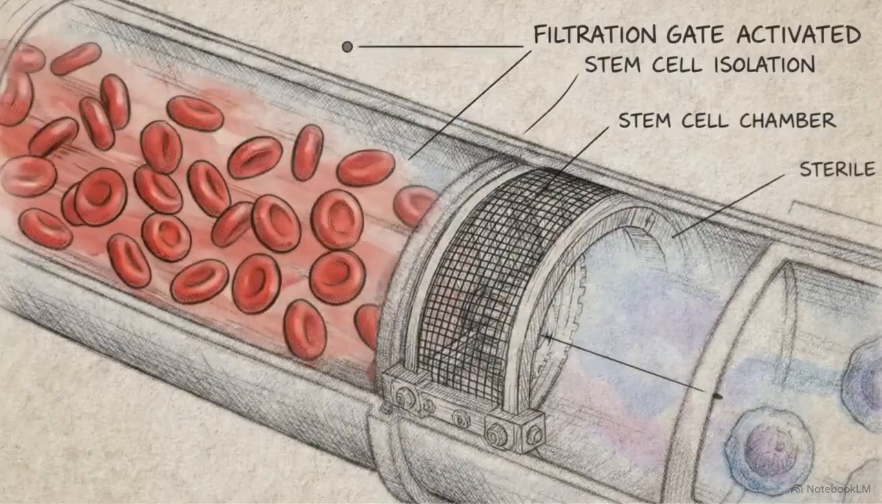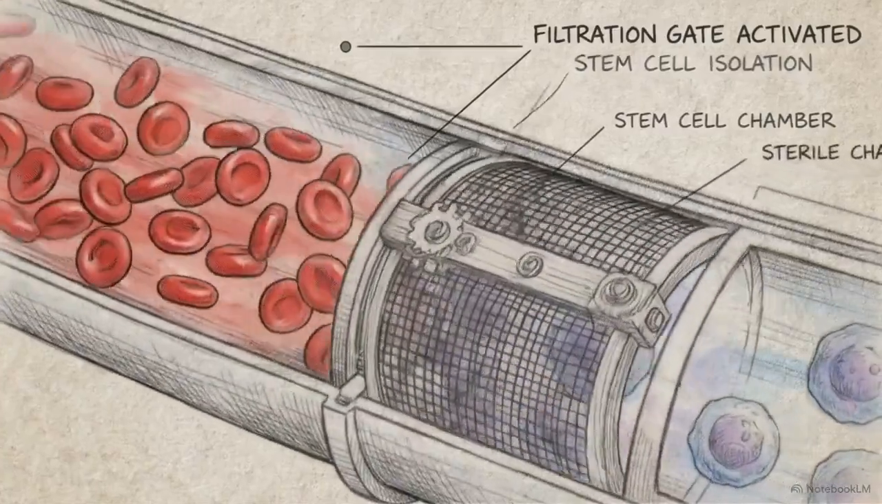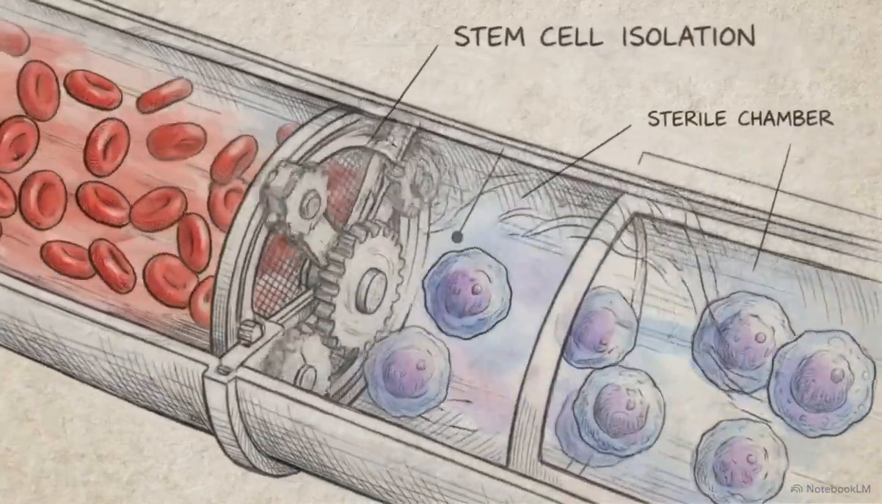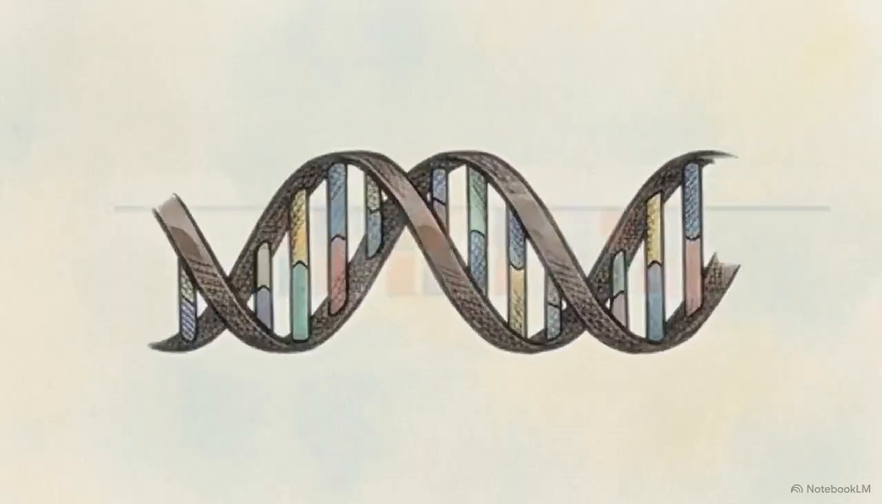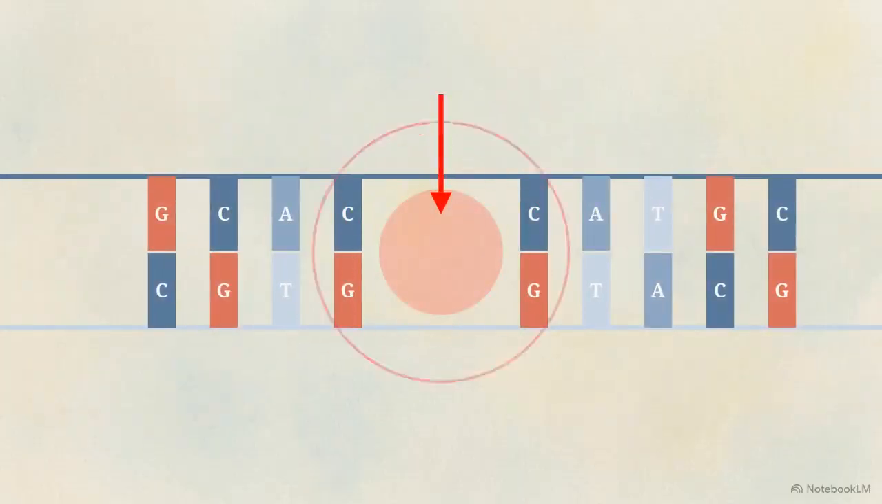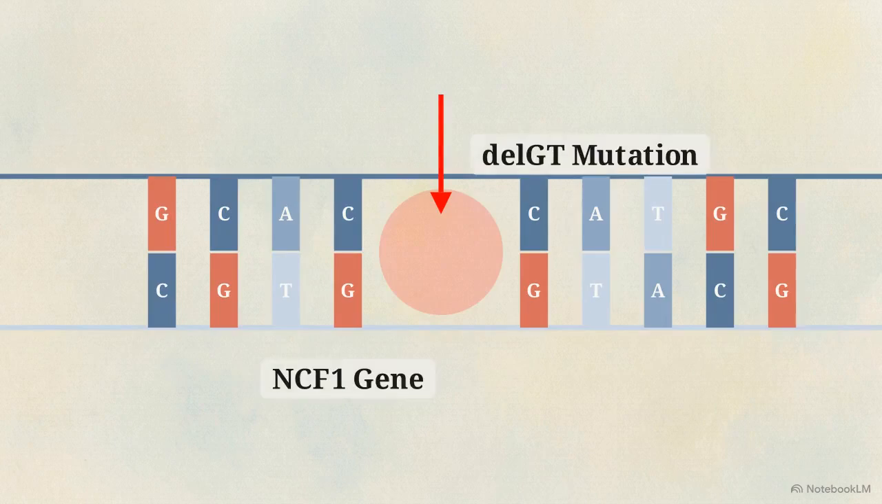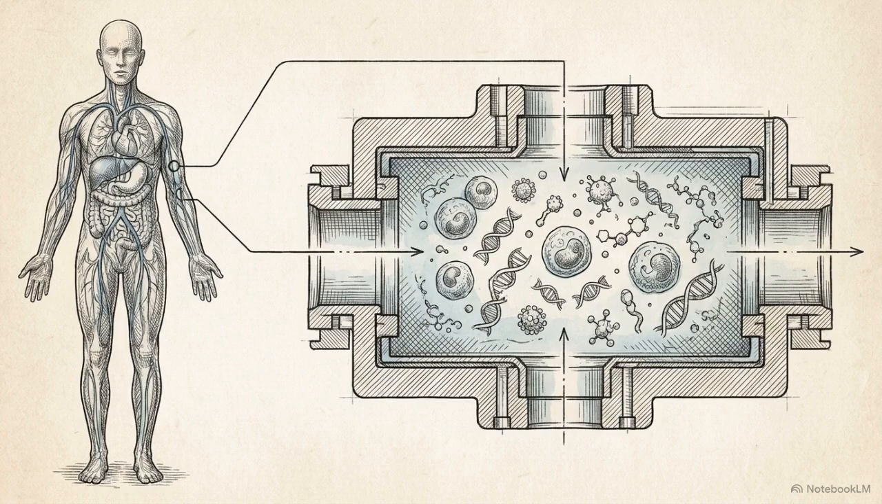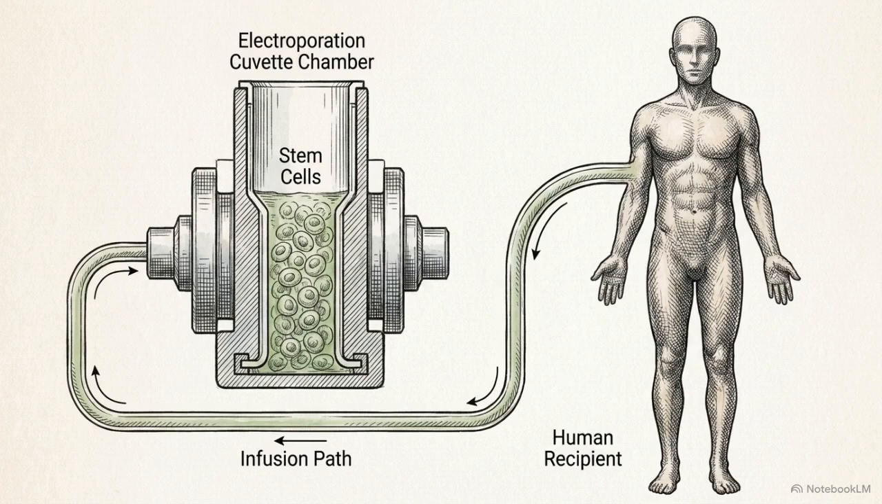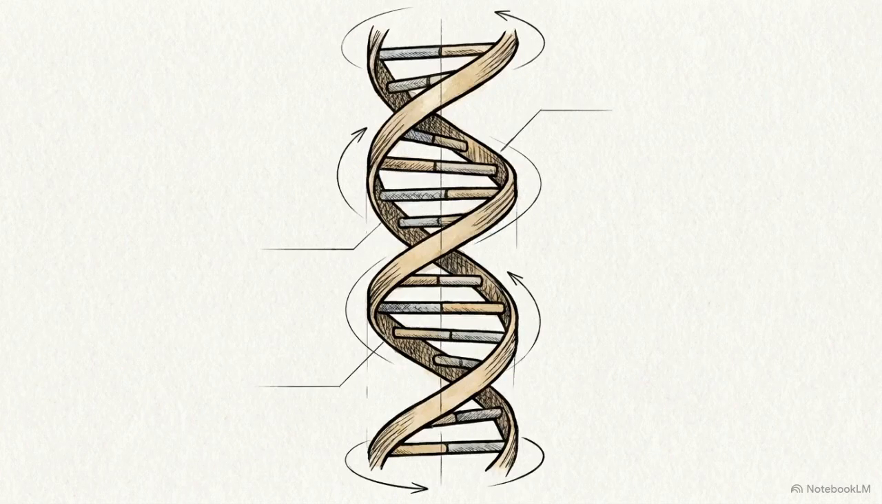We are now seeing the first clinical application of this biochemistry with the PM359 trial. The clinical target is chronic granulomatous disease, an immune disorder caused by the del-GT mutation in the NCF1 gene. The treatment utilizes an ex vivo delivery mechanism. Autologous stem cells are extracted from the patient and electroporated with the prime editing machinery. The prime editor successfully inserts the missing bases to correct the mutation, restoring myeloid function before the cells are returned to the patient.